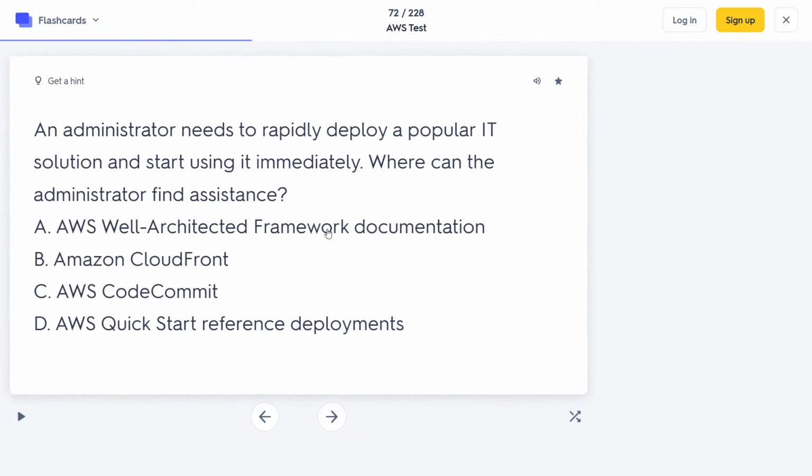An administrator needs to rapidly deploy a popular IT solution and starts using it immediately. Where can the administrator find the assistance? That's a nice question. CloudFront, no. Core commit, no. AWS well architectured framework documentation.